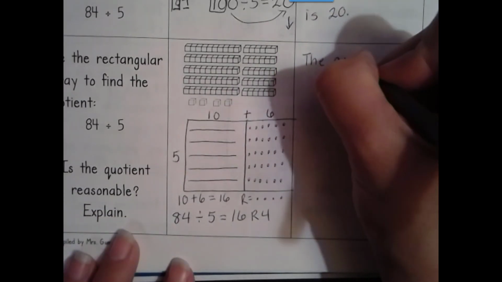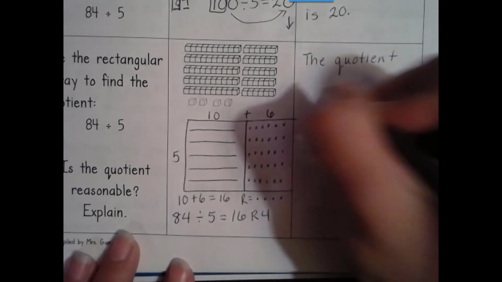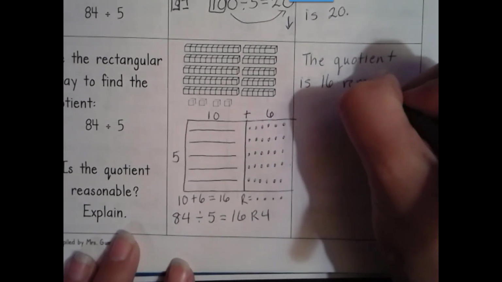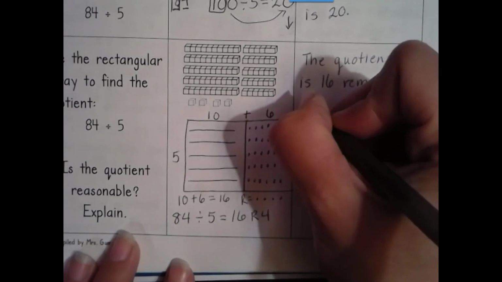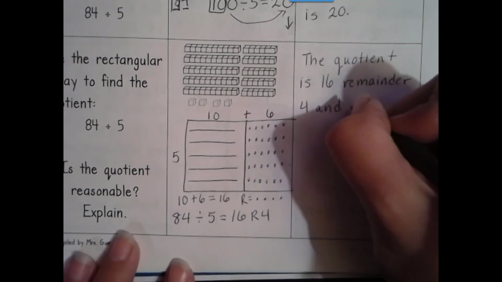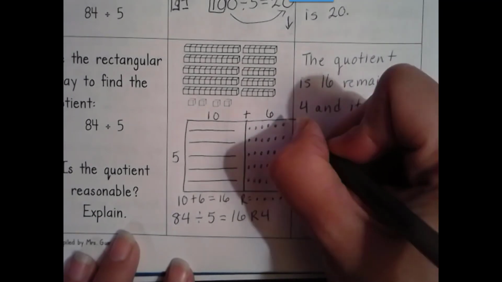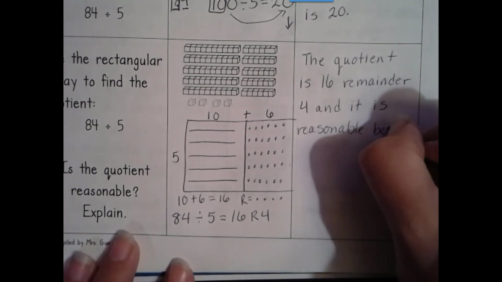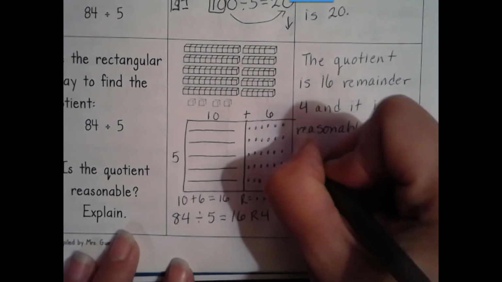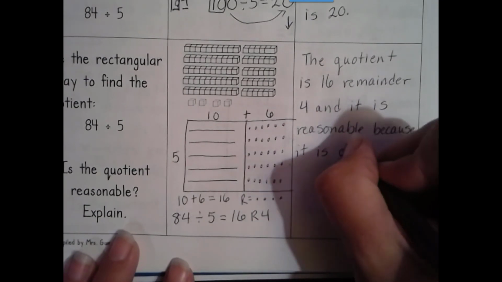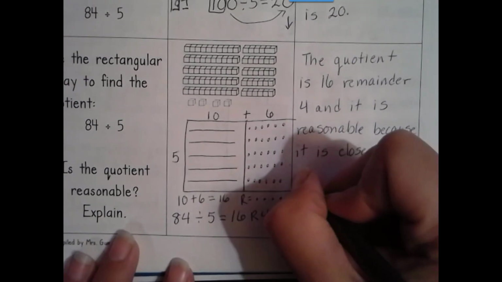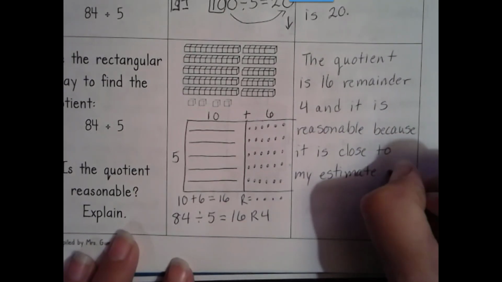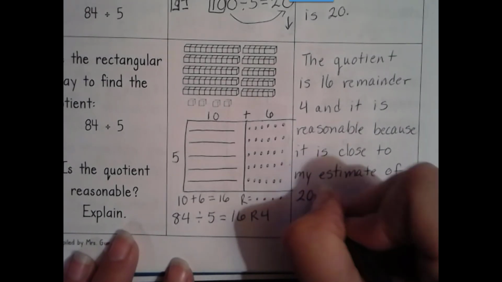The quotient is 16, remainder 4, and it is reasonable because it is close to my estimate of 20.